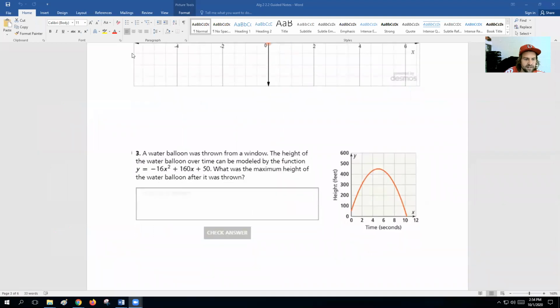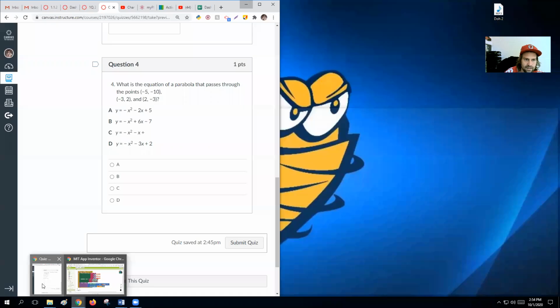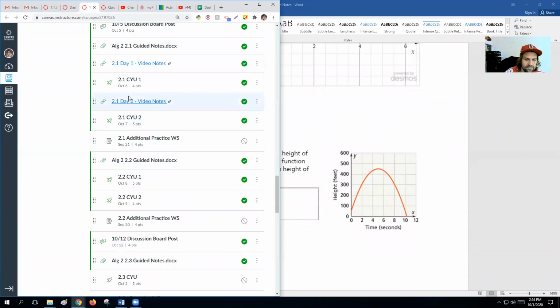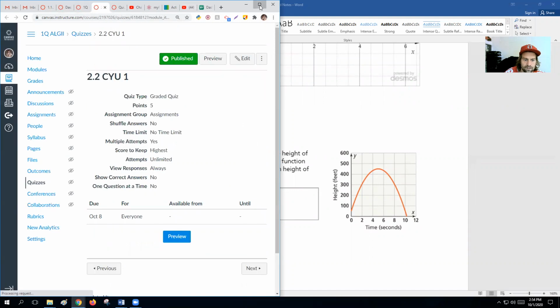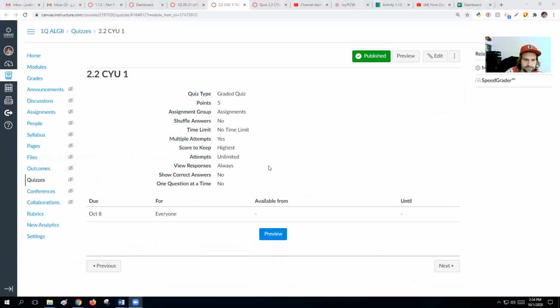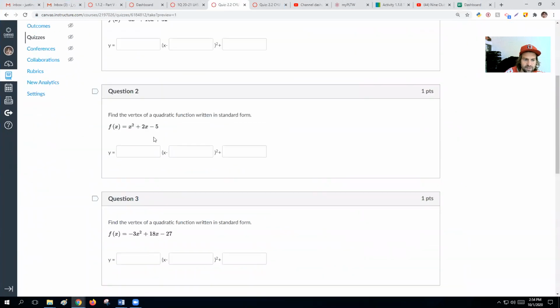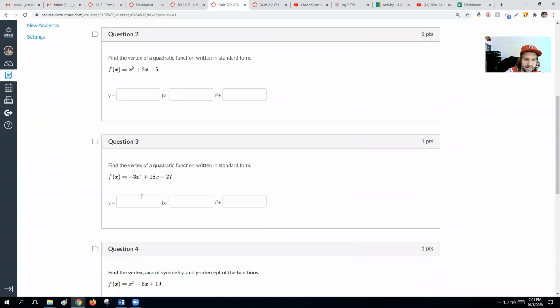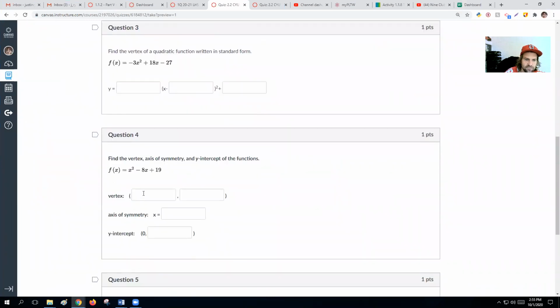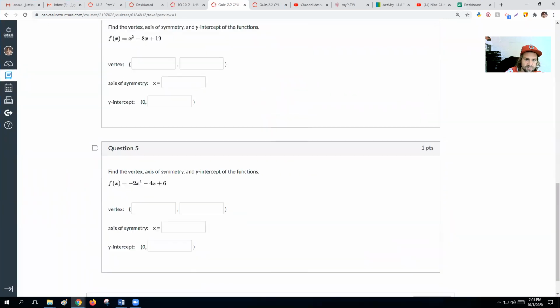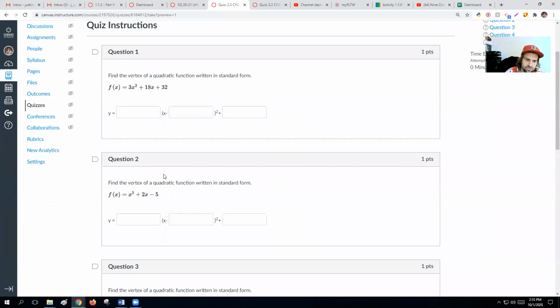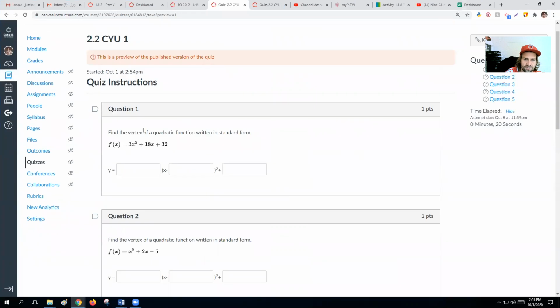We'll do this next one on our next part, but let's go look at the CYU and see if you guys need some help on some of the tougher problems. So 2-2 CYU1. Make sure you guys can see this. All right, let's preview this. Okay, so the first couple questions are going through and finding the equation in vertex form. And the next one is finding the information, find the vertex, axis of symmetry. So let's go through, let's do this one here where we actually have a number in front of the term.